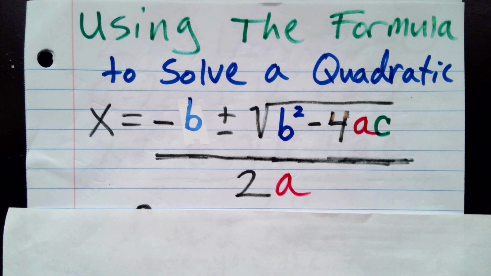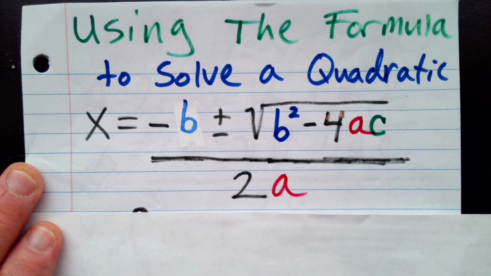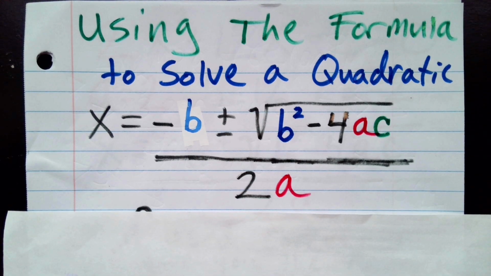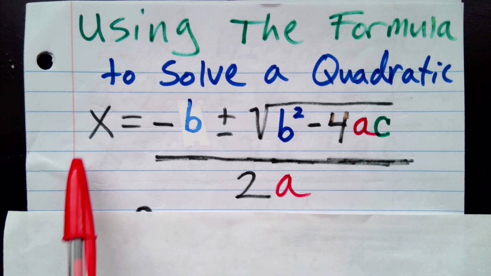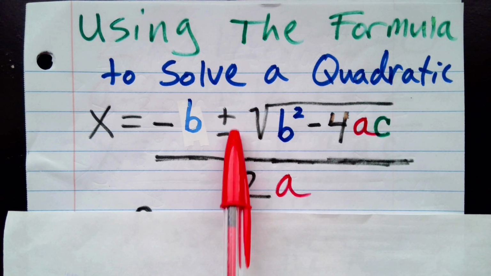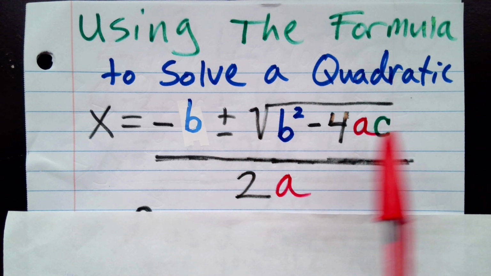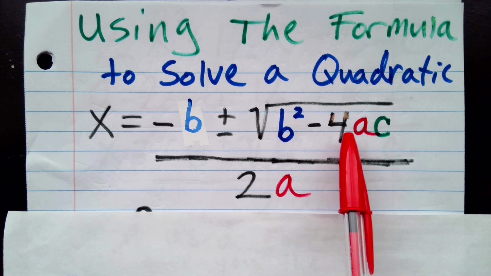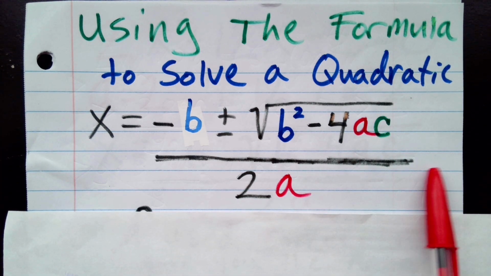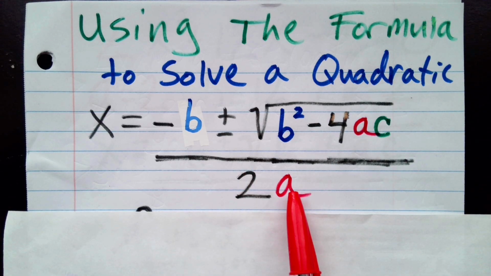Here I'd like to go over and talk about using the formula to solve quadratic equations. So this video will be fairly lengthy, so I'm going to break it up into different parts. This first part is just understanding the formula. So the formula is x equals negative b plus or minus the square root of b squared minus 4 times a times c, all divided by 2 times a.